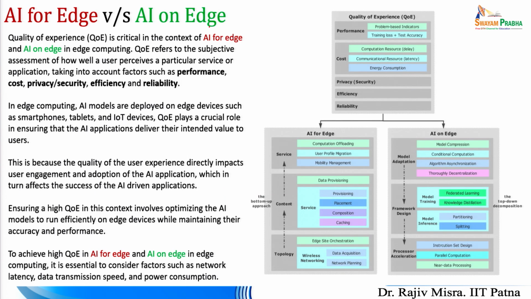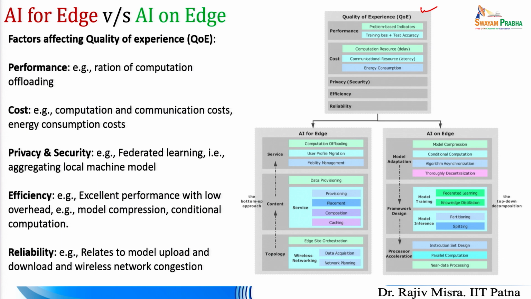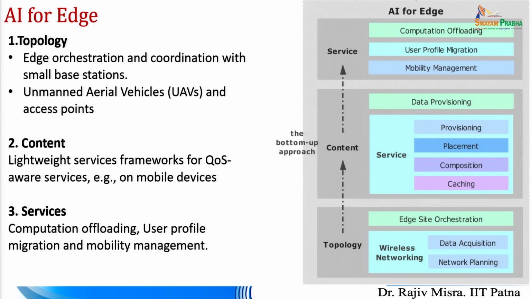So, we have now distinguished between AI for the edge and AI on the edge, which is shown over here, to have a better quality of service and quality of experience, that is QoE. The factors affecting the quality of service can be addressed using two measures. One is called AI for the edge, which has three different important aspects: topology, content and services. Topology is edge orchestration and coordination with the small base station, and content and service computation.